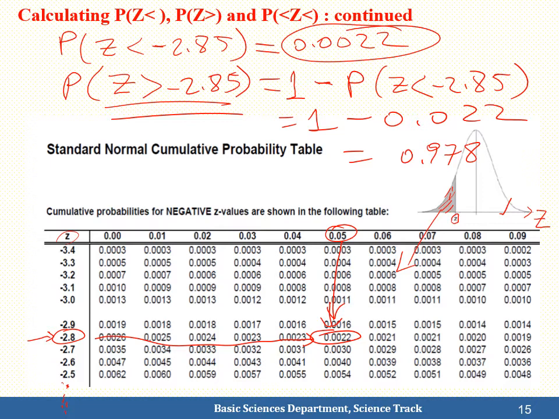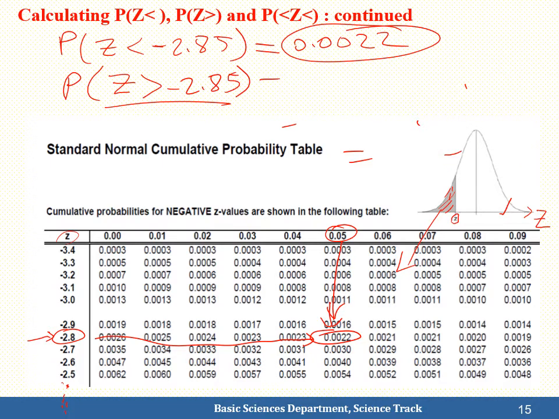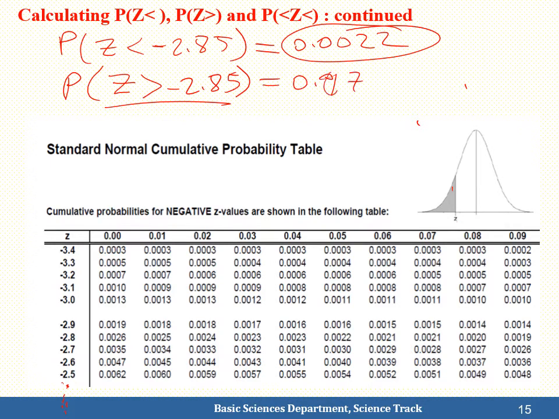Now let's do another one. I will write here, this is equal to 0.99. So I made a mistake. It has to be 0.9978. Sorry guys, I made a mistake here.